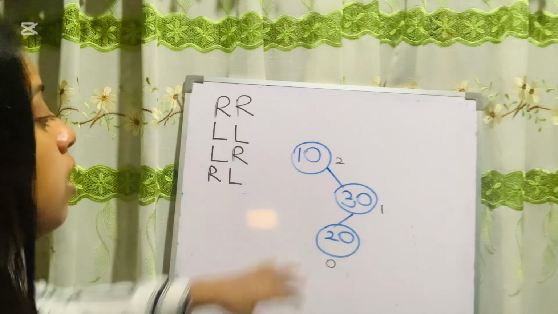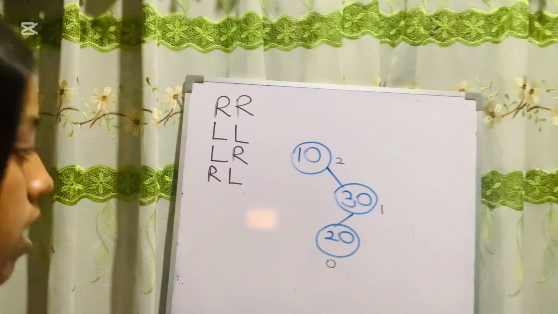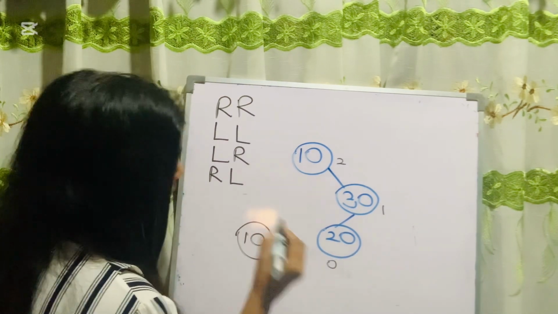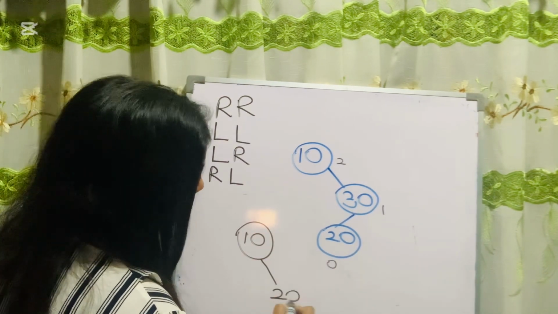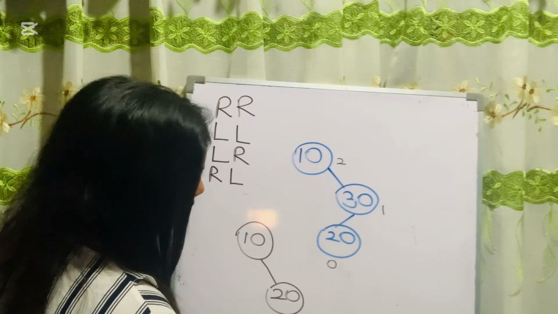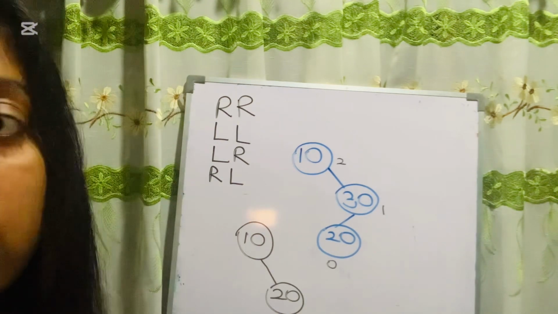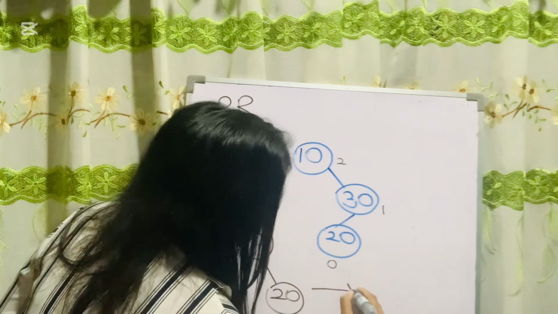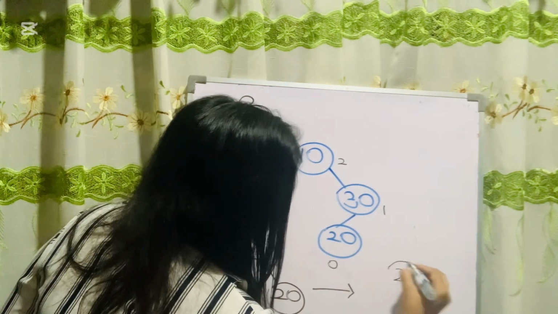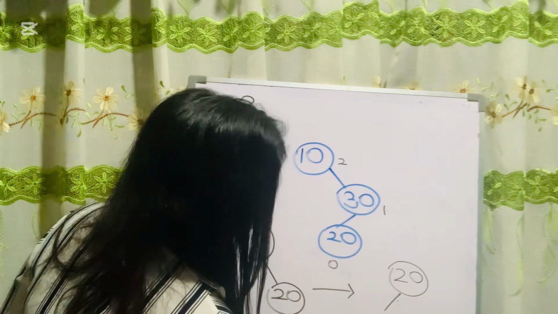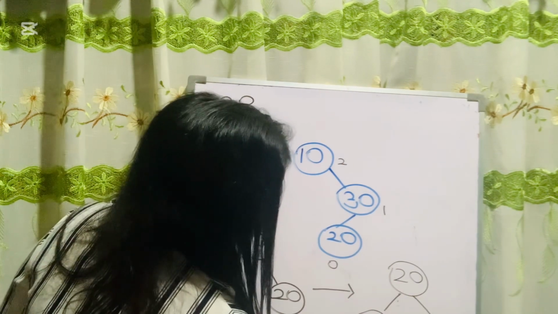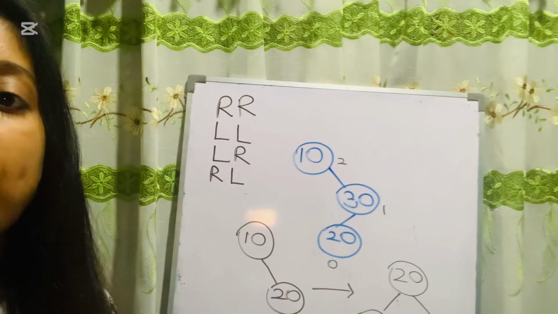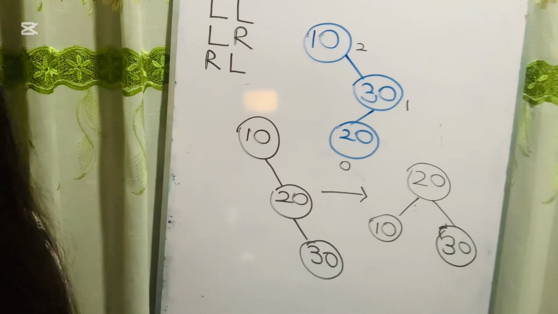If 20 is on the left side, we move it to the right side. And firstly, I will show you. Number 10, number 20, and number 30. Then number 10, we want to rotate to the left side. Now you can see number 20 is the root node, 10 on the left side, 30 on the right side. This is an AVL tree. Now you can see this is AVL.